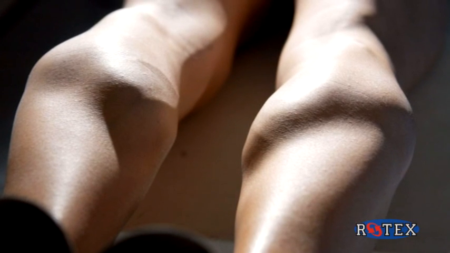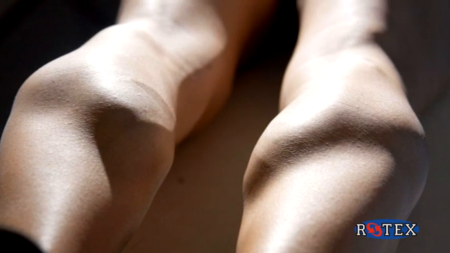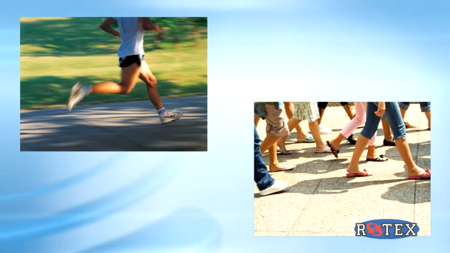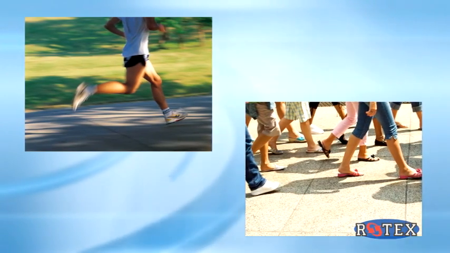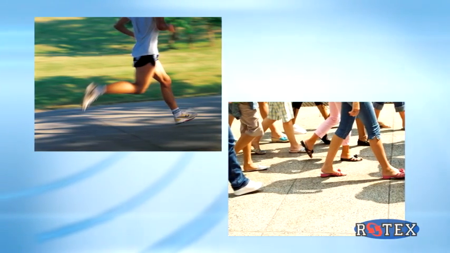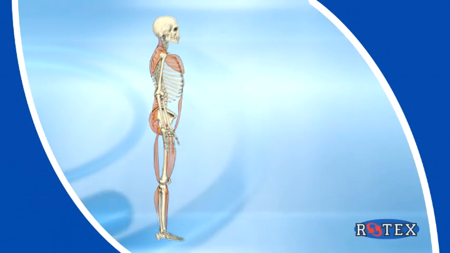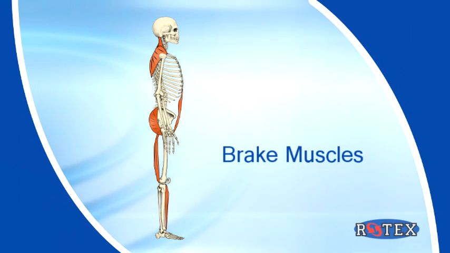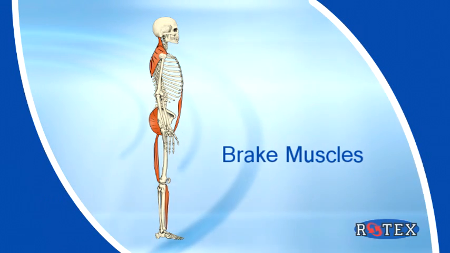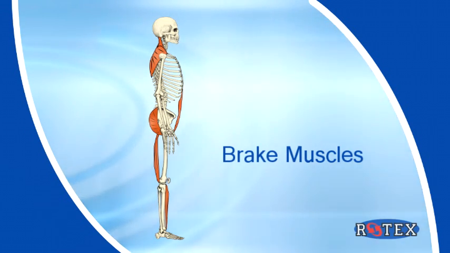There are muscles in the body whose primary job is to start an action. We call those the accelerators. It may be a fast action like running or a slow action like walking, but the point is they start the action. So we will call these muscles the accelerators, just like the accelerator pedal in your car. Directly opposite these accelerator muscles are the muscles that help stop the action. So we call these the brake muscles.